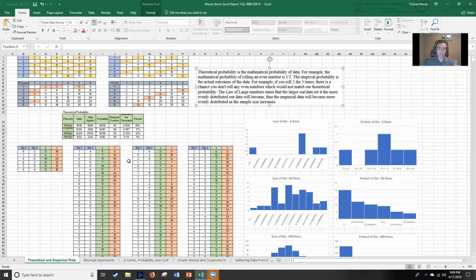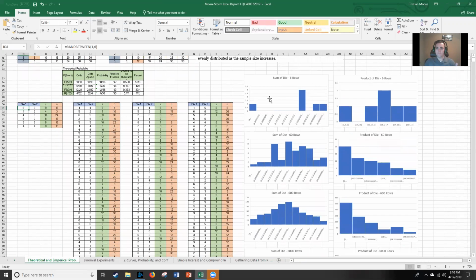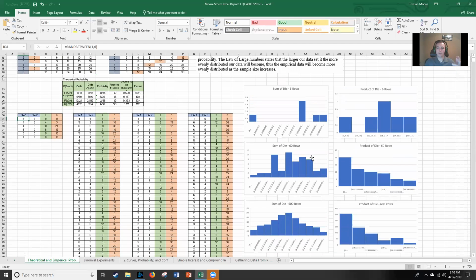For instance, here I have 6 die rolls in this chart, and you can see that we used our random between 1 and 6, and you can't really tell a whole lot from this, and here's the product. There's no real curve, there's no bell-shaped curve, there's no real... I drew a blank, can't think of the word, but you can understand what I'm saying.